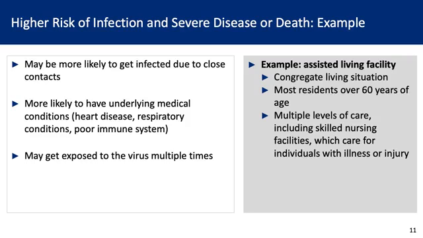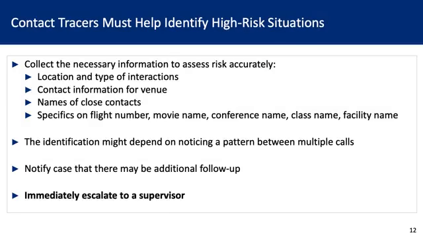Most residents in assisted living are over 60 years of age, so they're at higher risk for severe disease and death as well. And these facilities may have multiple levels of care, including skilled nursing facilities, which care for individuals with illness or injury. So they may have some of the same limitations on isolating themselves or quarantining themselves from others. So this is going to be an especially risky situation where people are at high risk for infection, but also severe disease or death. So again, as a contact tracer, you're going to have to help identify these high risk situations when you're talking to cases or to contacts.